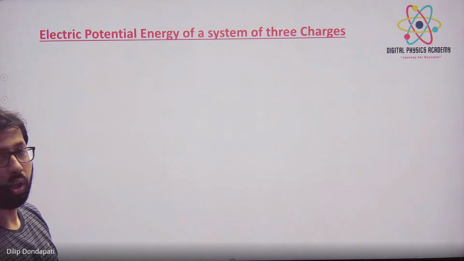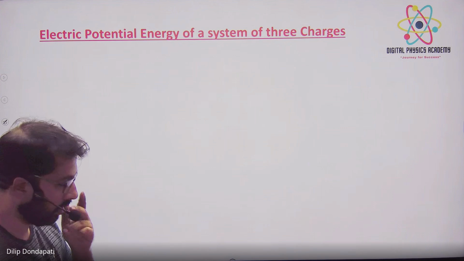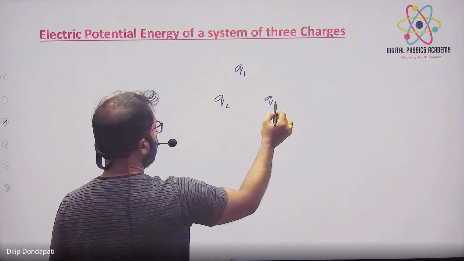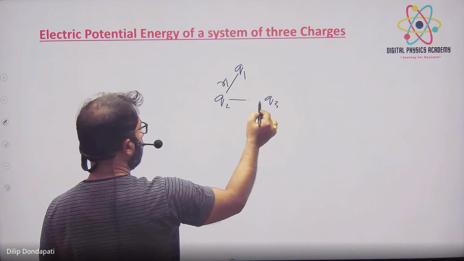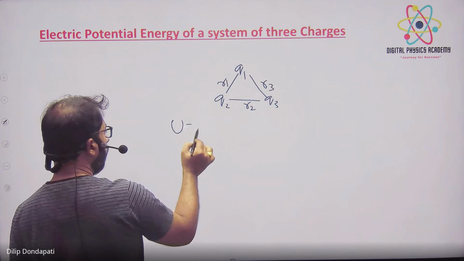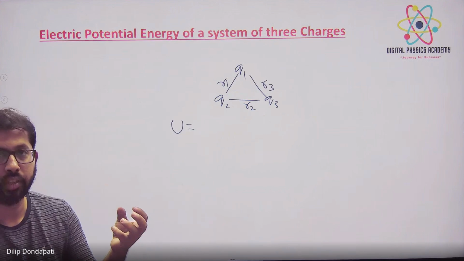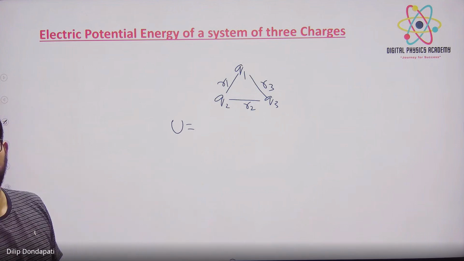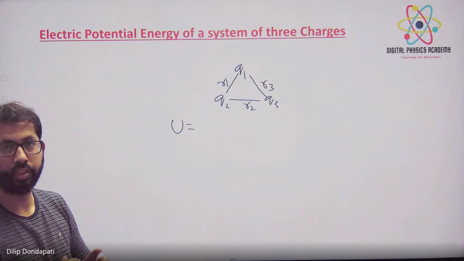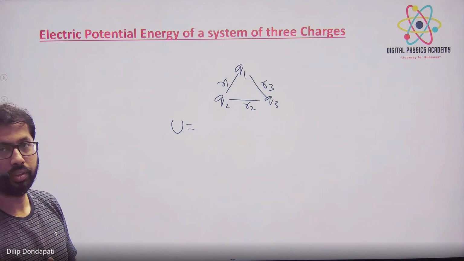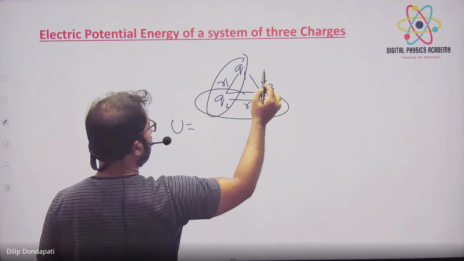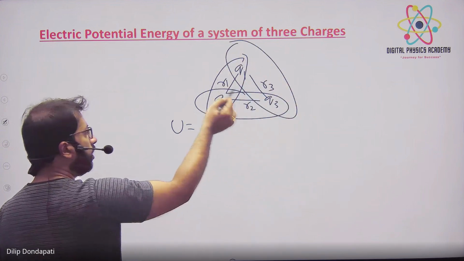Okay, now potential energy of a system of 3 charges. You tell me, suppose Q1, Q2, Q3 are there, this distance is R1, this distance is R2, this distance is R3. Can you tell me what is the total potential energy of the system? See, as many configurations as there are, that many potential energies will be there. Tell me how many configurations you have here. A configuration is 2 charges. So how many configurations? 3. See, first configuration, second configuration, third configuration. So we simply add the potential energy of all of them.